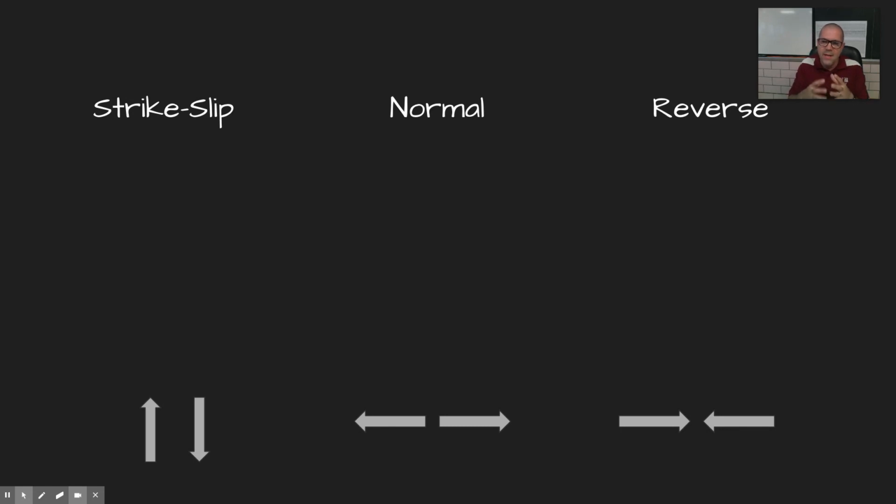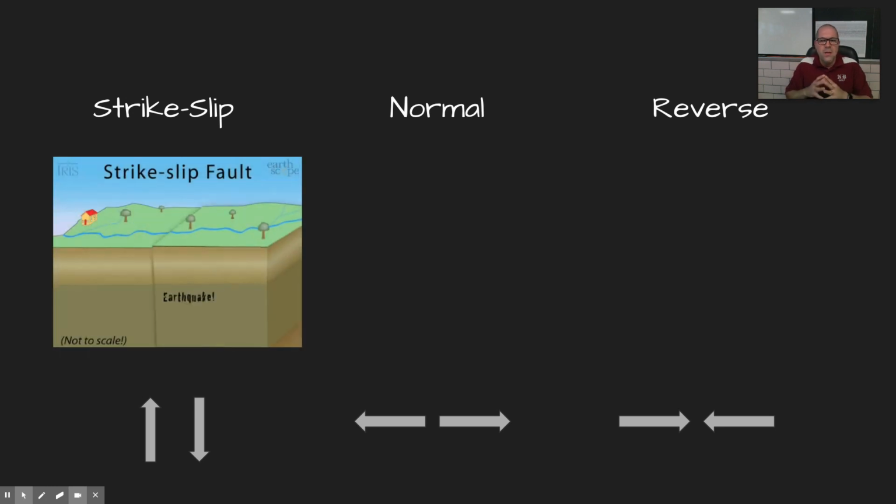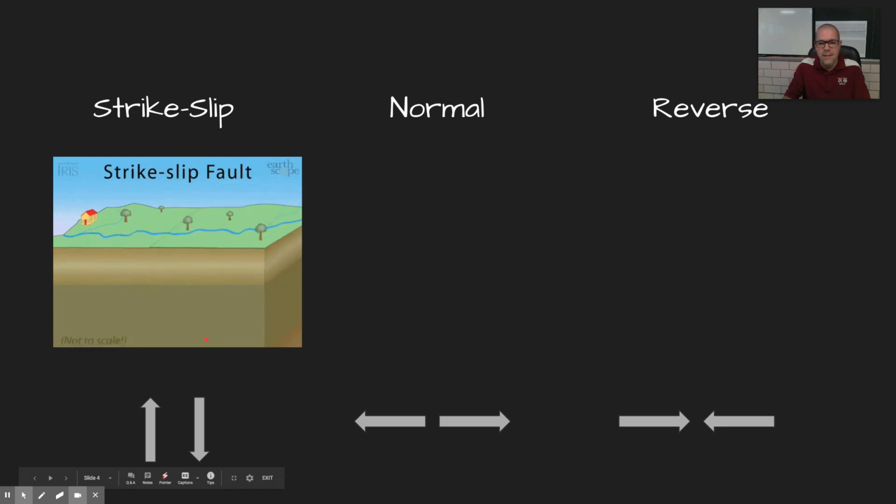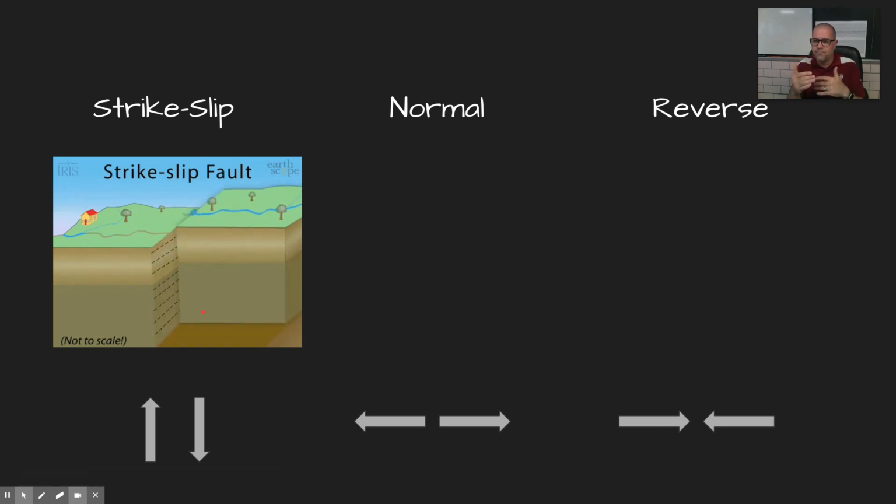Okay, so at a strike slip fault, you have blocks of rock sliding or grinding past each other. And so the motion there is in a series of earthquakes. You see right here how the land is moving. And you also see in this GIF the whole stream changes course as the land moves from the earthquake.